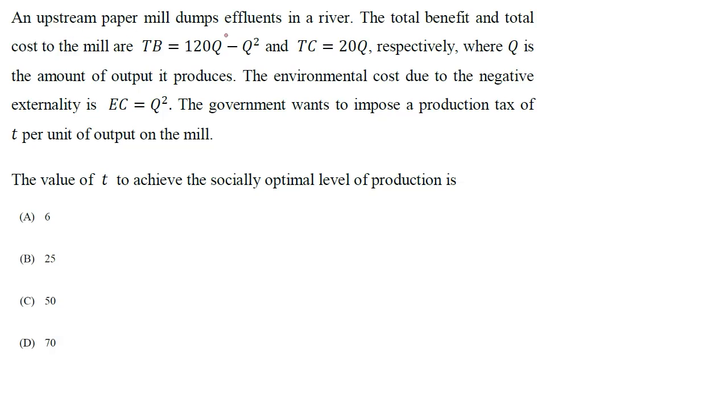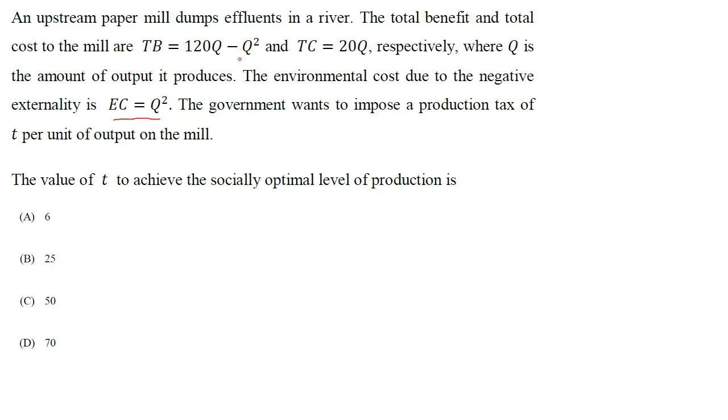An upstream paper mill dumps effluents in a river. The total benefit and total cost to the mill are given, where Q is the amount of output it produces. The environmental cost due to negative externality is EC equal to Q square. The government wants to impose a production tax of T per unit of output on the mill, and now we have to decide what that value of T is going to be.